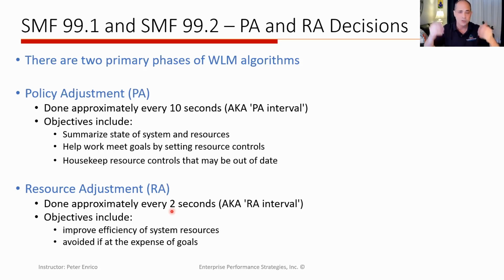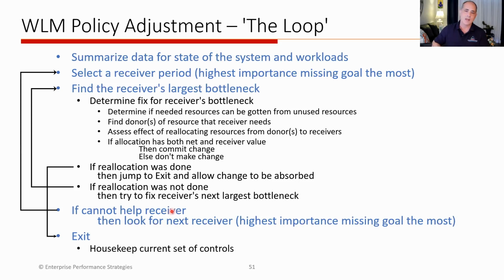It could be that goals are being met, but you want to make sure your CPU is being utilized as best as possible. So it's the resource adjustment algorithms that might close down initiators, or might increase MPLs and lower MPLs in order to push or take away work from the system in order to make the work run more efficiently. And those happen every 2 seconds. So WLM is going to wake up every 10 seconds, every 2 seconds, and do this loop.